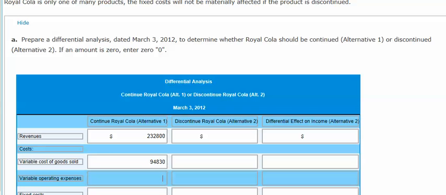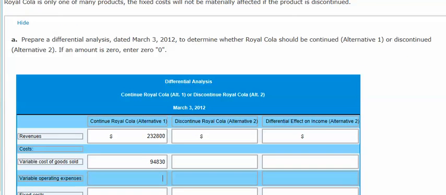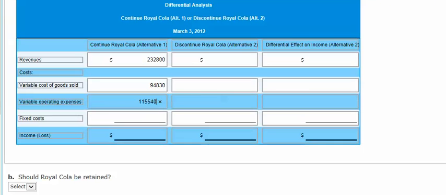So my variable operating expense, that's $143,000, and 22% represents fixed costs. So that's going to be 78%. 100% minus 22%, 78%. So I'm going to multiply 143,000 times 0.78. That equals 115,540. So there I have my revenue, my variable costs, and my variable operating expenses.